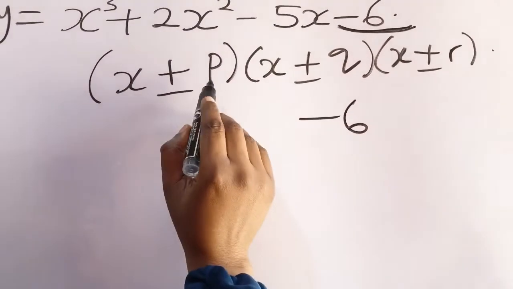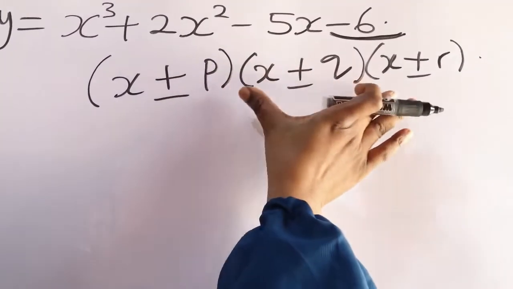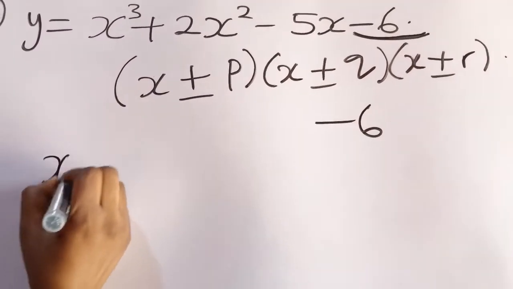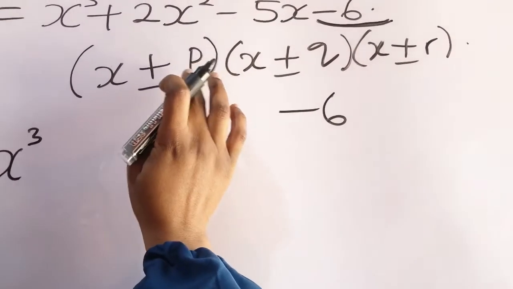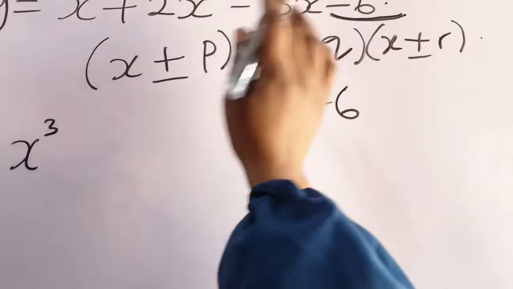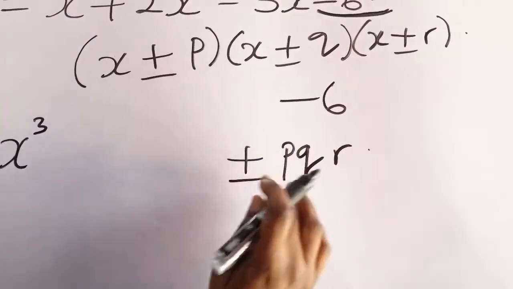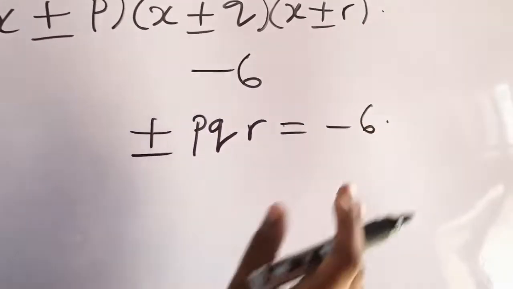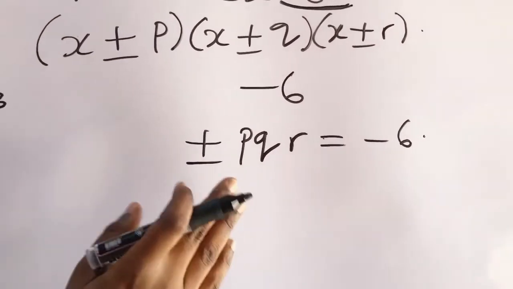If you multiply everything together, we want to expand these factors. x multiplied by x multiplied by x, we know, gives us x cubed. And the last terms, which are plus or minus p, plus or minus q, and plus or minus r, will give us plus or minus pqr. So this plus or minus pqr must give us minus 6. That is what I want to explain now. I've made a video on this one, so make sure you watch that video.